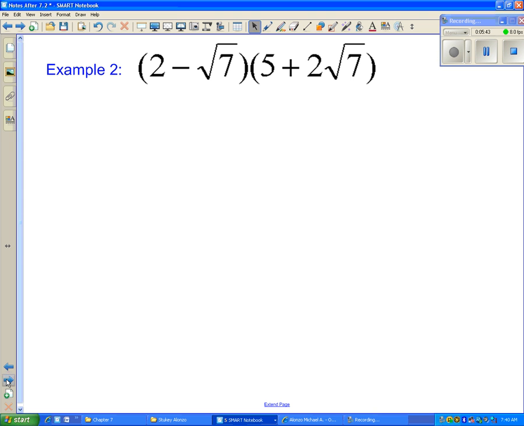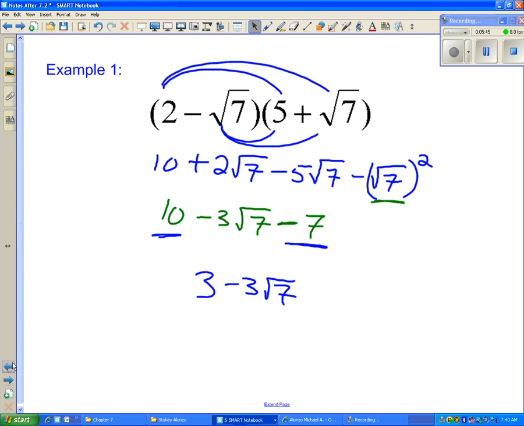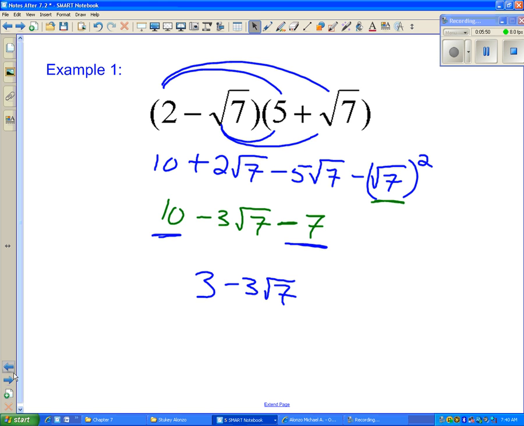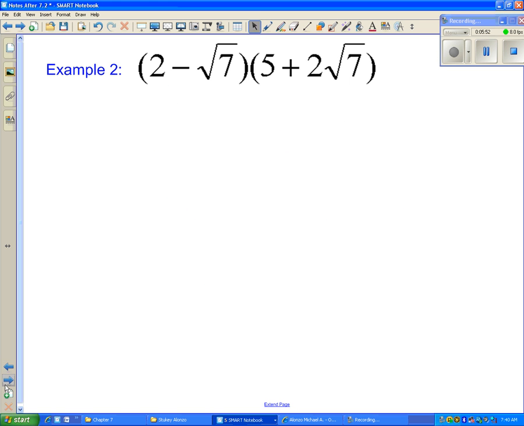Well, what's different about this? I had to check to make sure I knew what was different about this example. What's different about this example is this 2 in front. What do I do when I have that 2 in front and I'm multiplying?